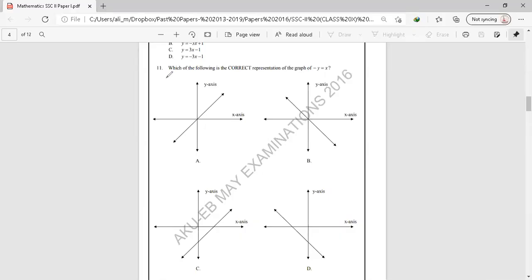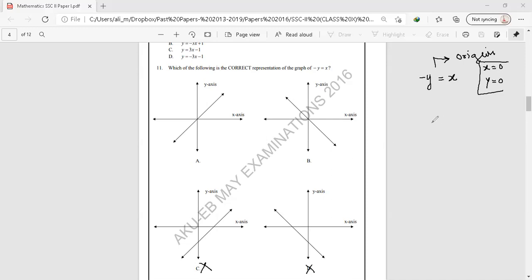Next, we have question number 11. Which of the following is the correct representation of this equation? This equation says that minus y is equal to x. This is the type of equation that passes through the origin, because at x equals 0, the value of y would also be 0. So this equation is passing through the origin. So option C and option D would be incorrect, because when we put in the values x 0, y 0, these lines are not passing through the origin.